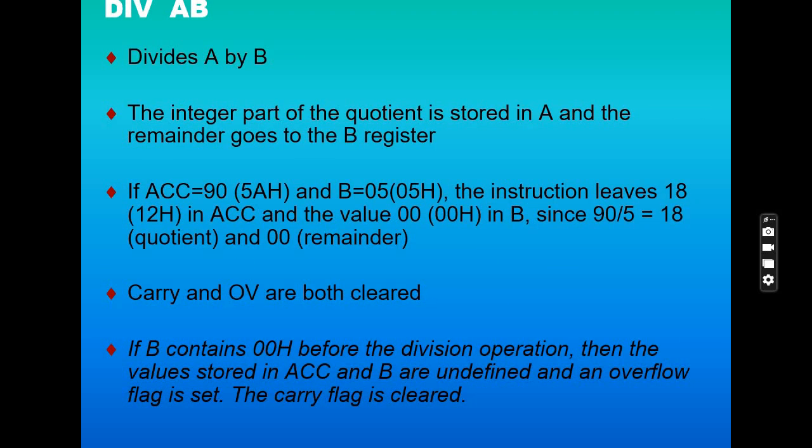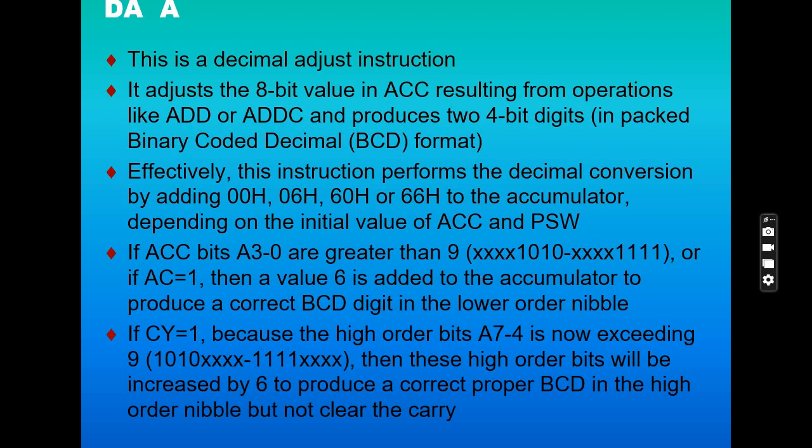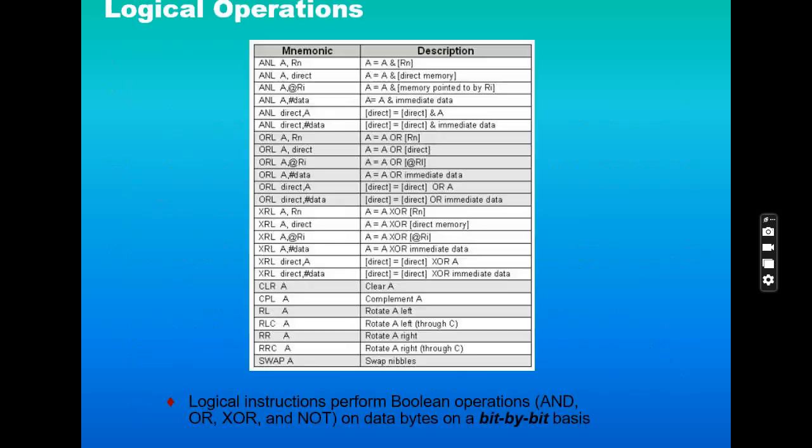Similarly, we have division. We divide the content of A by B. The resulting quotient will be stored in the accumulator, and the remainder will be stored in the B register. Followed by that we have DAA, decimal adjust accumulator. If it is not BCD, we adjust it and make it BCD by adding 6 either to the lower nibble or to the higher order nibble, so that the value will not reach a hexadecimal value.